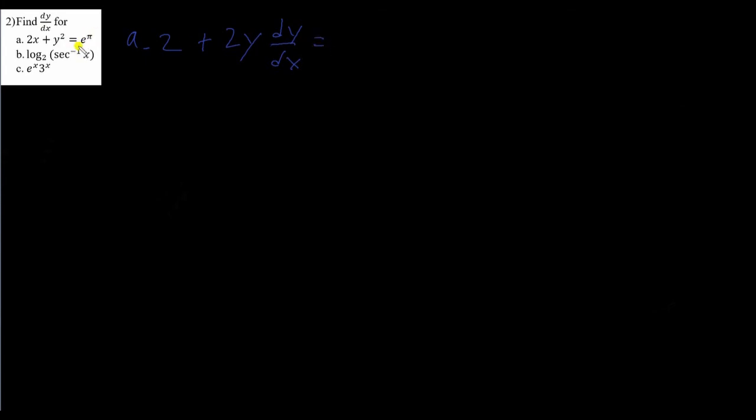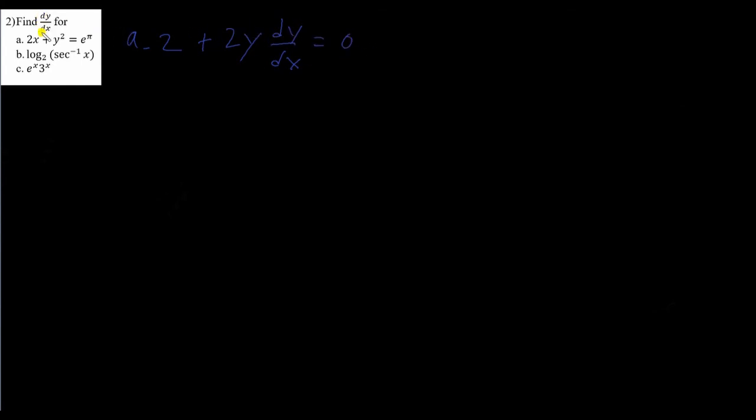Equals, and then the derivative of this constant is 0. Don't be fooled by the pi. Don't bring the pi down and subtract 1, because this whole thing is just a number. It's about like 9 point whatever. So the derivative of a number is always 0. Okay, so now we have this.